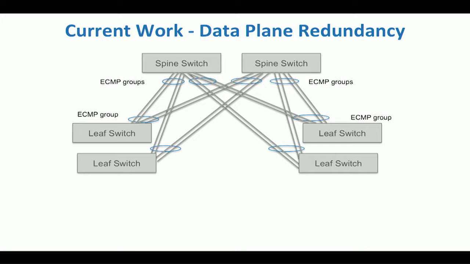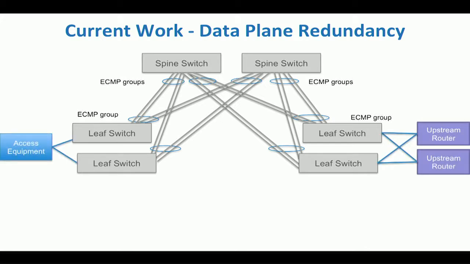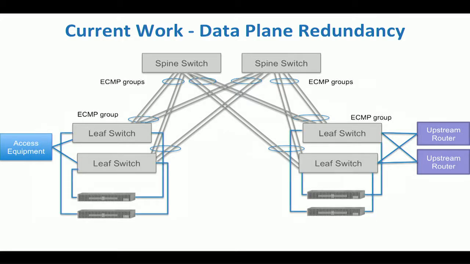Like I said, the leaf switch is a top-of-rack switch. If the leaf switch dies, then the entire rack goes. So obviously, we need two over there. And we're working on dual homing access equipment, dual homing upstream routers, and of course, the compute infrastructure that'll be dual homed to these top-of-rack switches. So that's pretty big work that we're doing and will be available in the next release, I think the J release of ONOS.